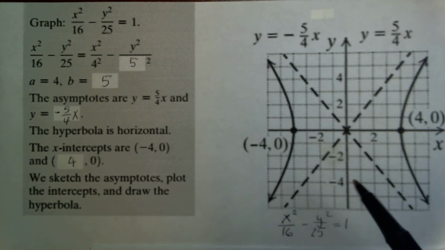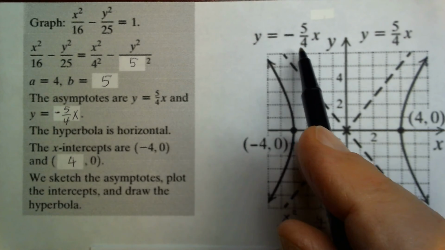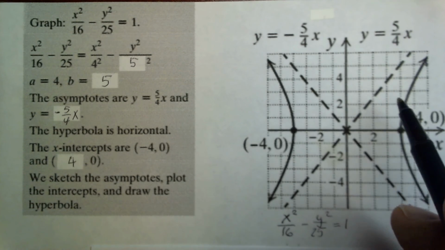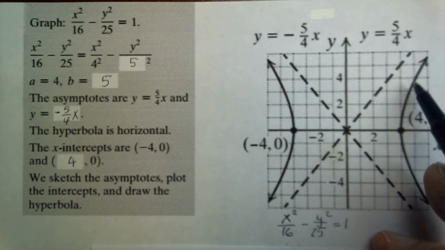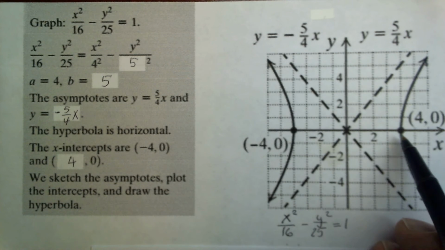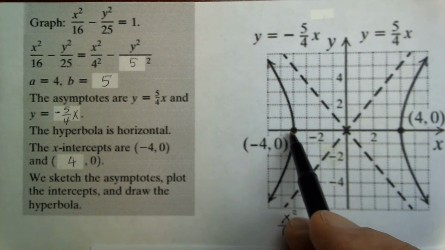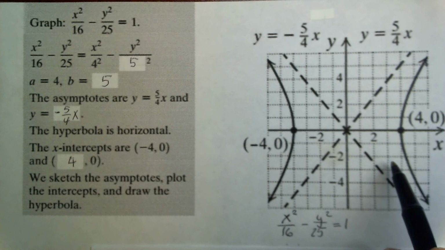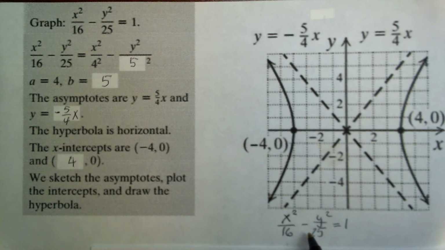So we sketch the asymptotes, plot the intercepts, and draw the hyperbola. Here we graphed the asymptotes, y equals minus 5/4 x and y equals 5/4 x. And it's always a good idea to draw them first, because that'll give you an idea how to graph the hyperbola. And here are the x-intercepts, (4, 0) and (minus 4, 0), and then with a kind of rounded shape here. And so that is the graph of x squared divided by 16 minus y squared divided by 25 equals 1. So it's fairly straightforward.